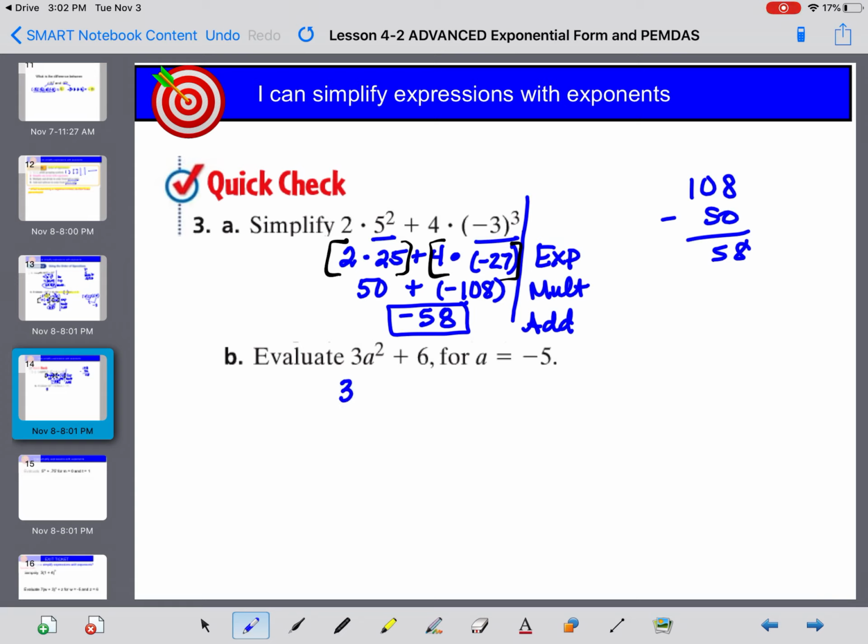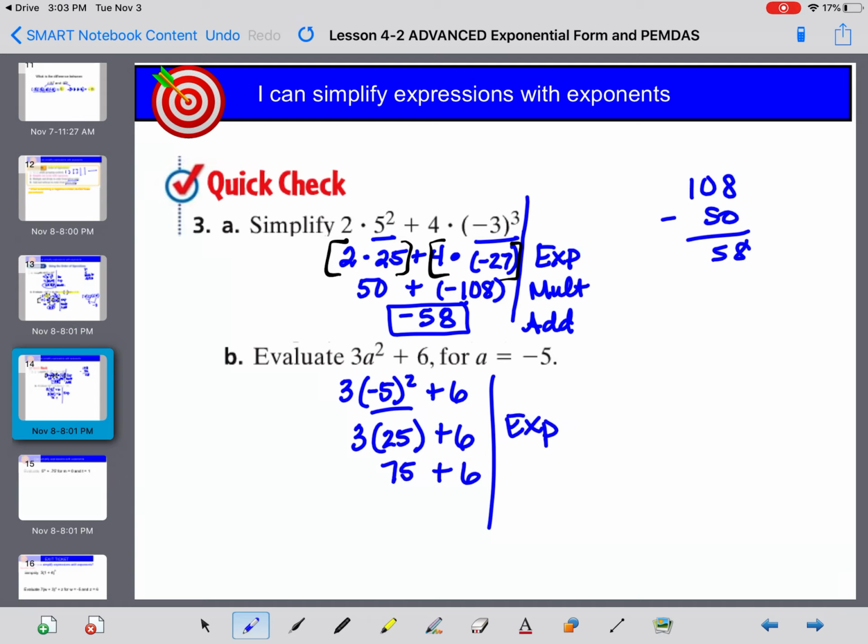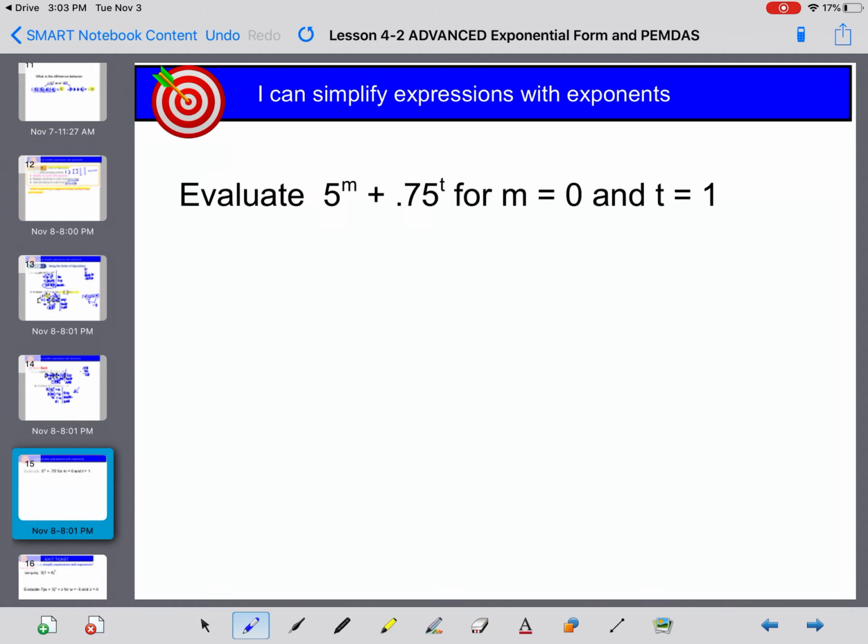For the next one, you inserted the -5 with parentheses around it. -5, then I started off by simplifying the exponent. 3 times 25 plus 6. 3 times 25 is 75 plus 6. The next step was multiplication. Then 75 plus 6 is 81, and I added. All right, notice that these are all following the order of operations. All right, let's give this one a try.